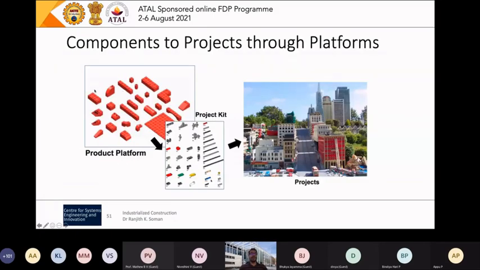So in simple words, you have a lot of components, and in a project, we will bring a certain number of components, like this page of Lego assembly, in which they clearly say which components in what number we need. That will be the product platform and components. This is manufactured. This is project specific, and finally results in a project.